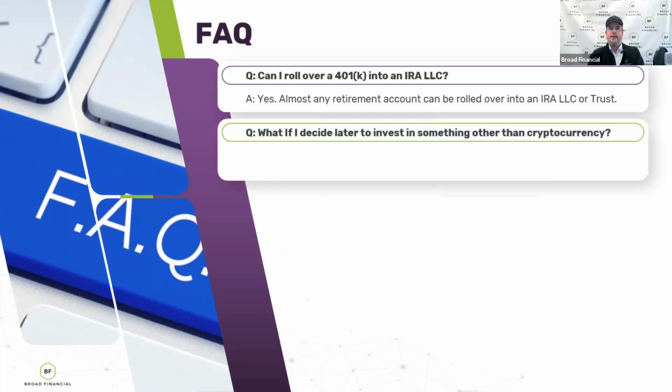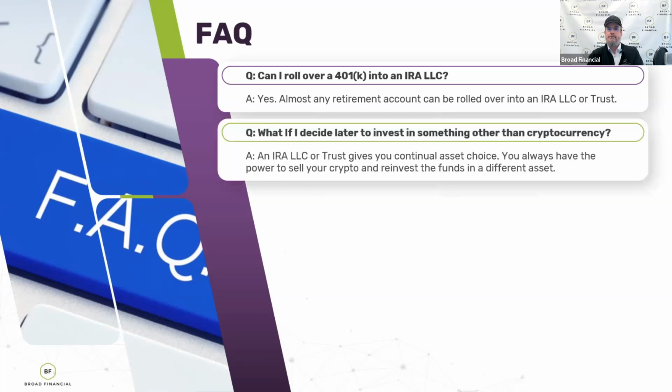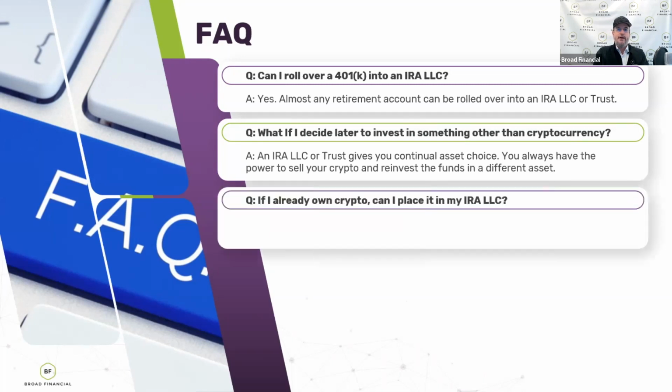What if I decide later to invest in something other than cryptocurrency? Not a problem. It gives you all that choice I mentioned earlier. The same IRA LLC allows you to own crypto and other things: real estate, private companies, tax liens, hard money loans, etc.